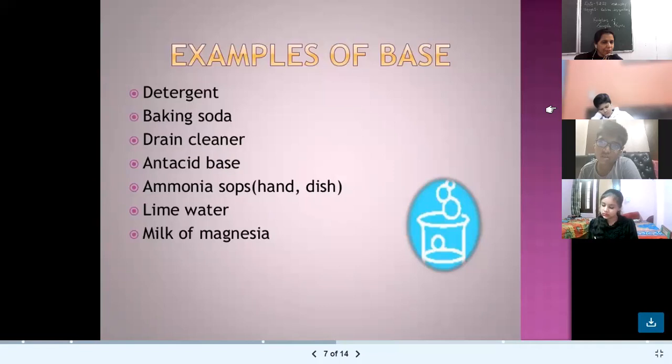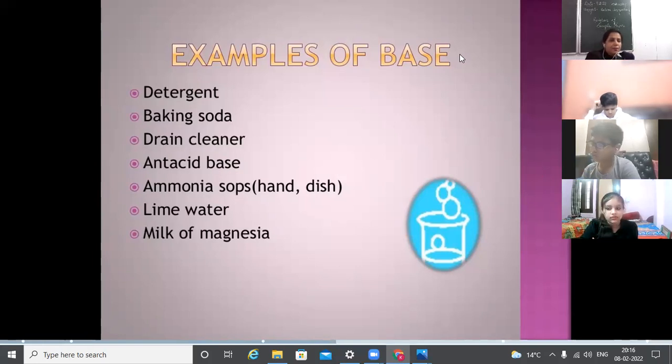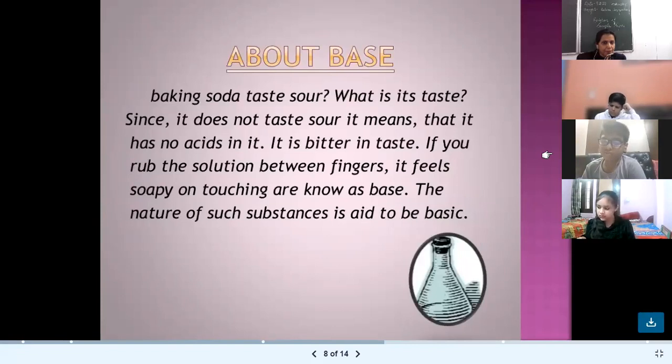Lime water, milk of magnesia. You also know where we use milk of magnesia. Can you tell me where we use milk of magnesia? And what is another name of milk of magnesia? It's given in your book. We use milk of magnesia when the stomach becomes acidic, and the other name of milk of magnesia is antacid. Antacid means whenever indigestion is there, then we use milk of magnesia. The other name of milk of magnesia is magnesium hydroxide. Yes, hydroxide has come along, so it means it's a base.